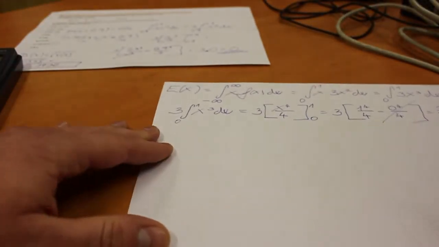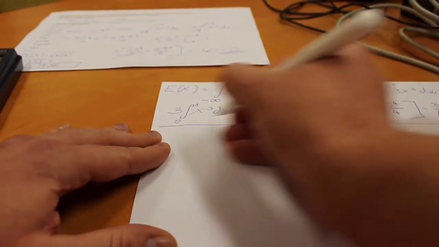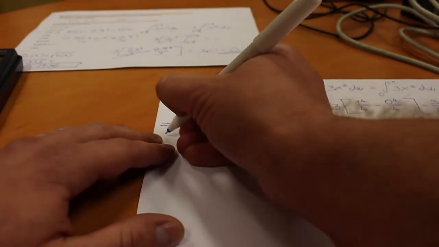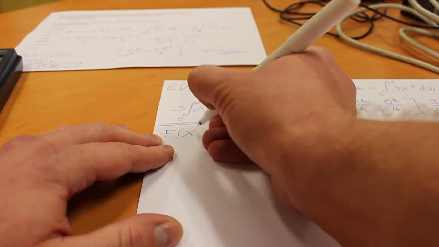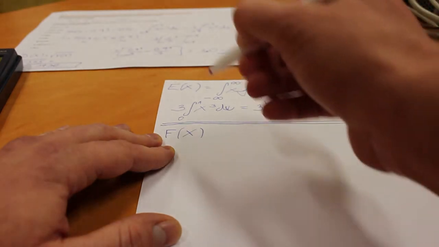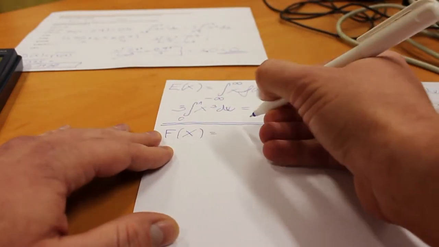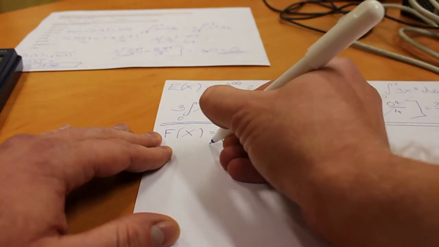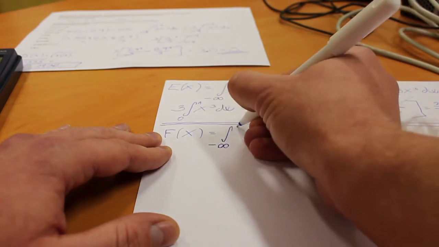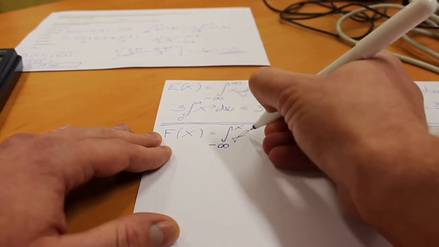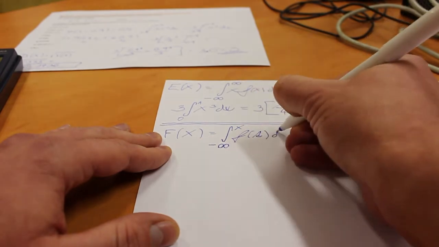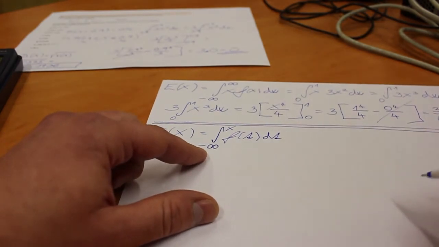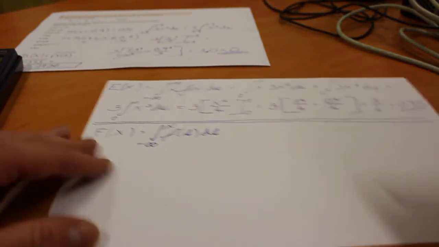I will use this paper, and again I will check the formulas. In the formulas you can find that the distribution function F(x) of random variable x is calculated as a definite integral from minus infinity to x of a function of t, with differential dt. This is very important: the lower bound is minus infinity and the upper bound is x.